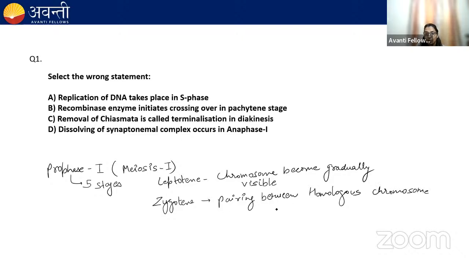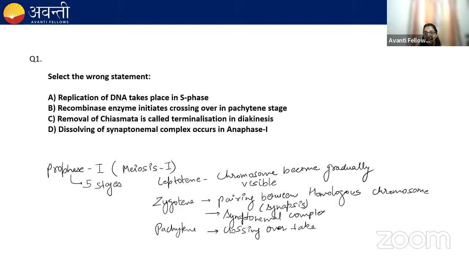And the pairing between the homologous chromosomes is known as synapsis, and the complex formed is known as the synaptonemal complex. After zygotene is the pachytene stage, where crossing over occurs. And the crossing over takes place between the non-sister chromatids of the homologous chromosomes. Remember this. Here the enzyme involved is recombinase, and the recombination nodules are formed.